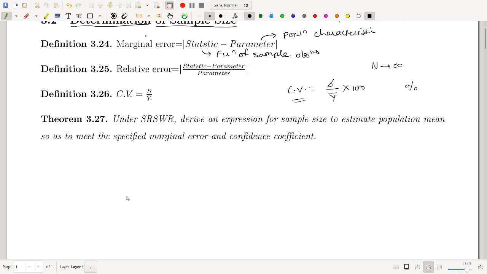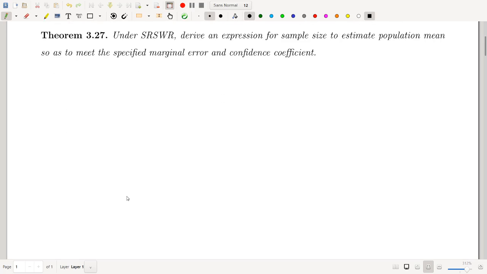Now look at this theorem. Under SRSWR, derive an expression for the sample size to estimate the population mean so as to meet the specified marginal error and confidence coefficient. So, the proof of this theorem.